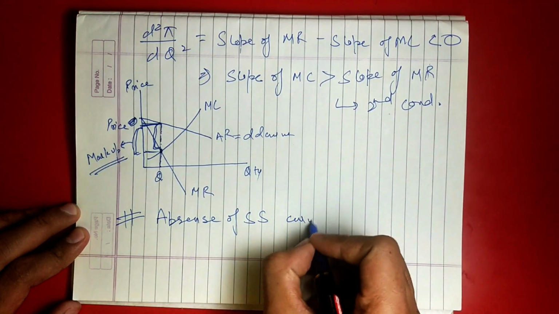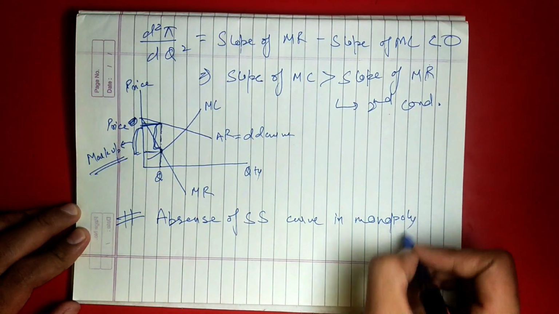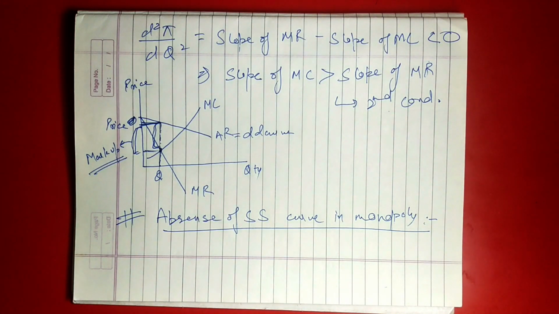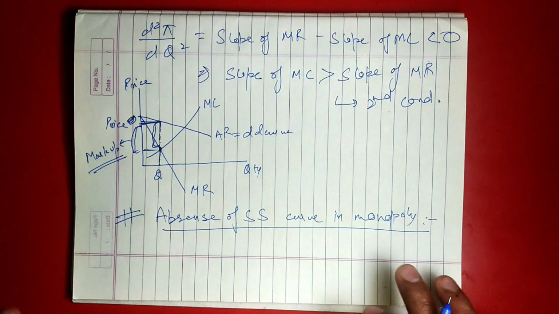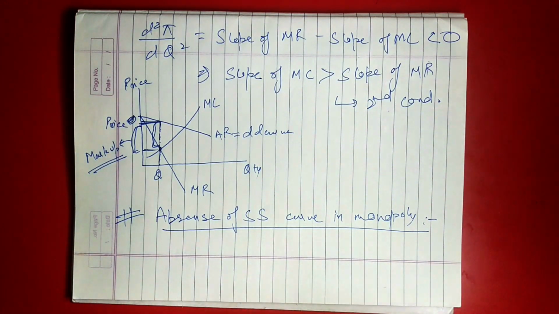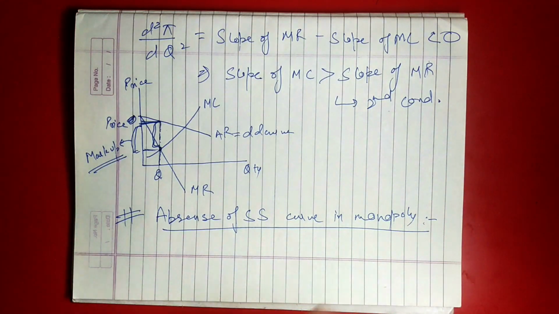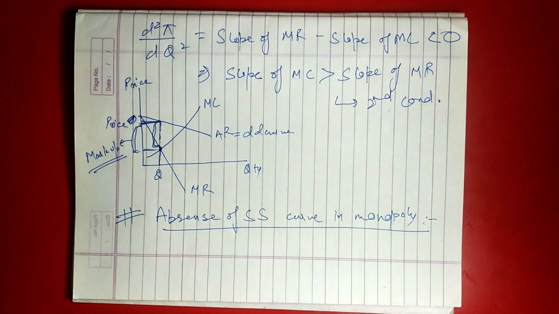Supply curve in monopoly. So guys, you know what the supply curve tells about? It tells you about a unique relation between price and quantity. But here in monopoly, there is no unique relation between price and quantity, because monopolists do price discrimination and various practices which do not give a unique relationship between price and quantity.